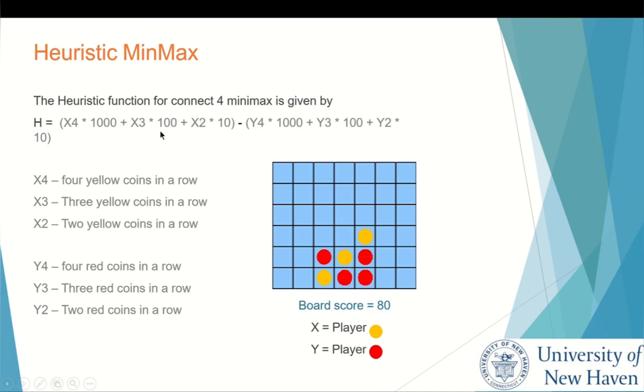Minus, here we don't have any y4s and y3s, so they are cancelled. Coming to y2, we have 2 dots connected in a horizontal way and a vertical way. So 2 into 10 is 20, that is 100 minus 20 equals 80. The board score is calculated as 80.